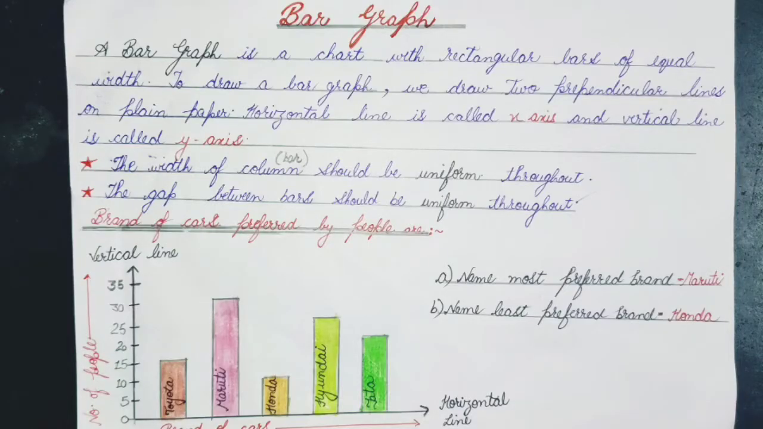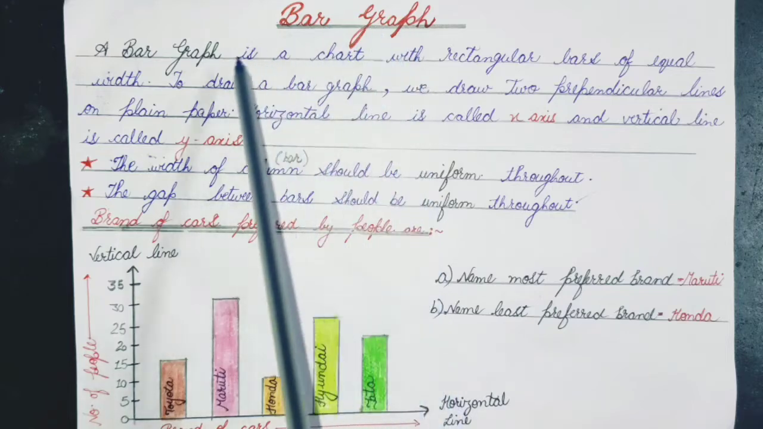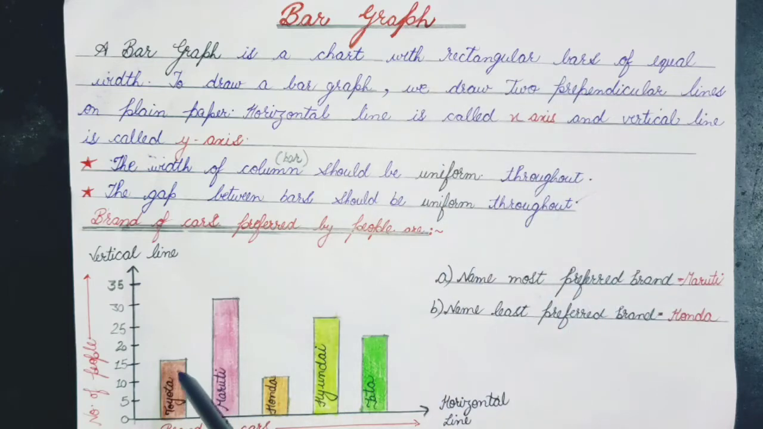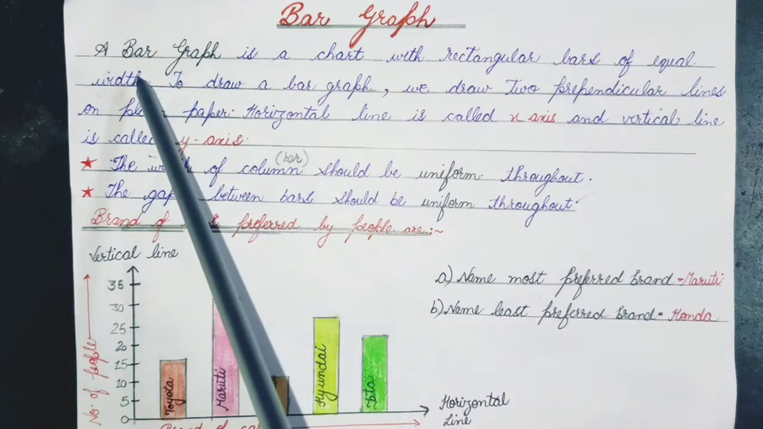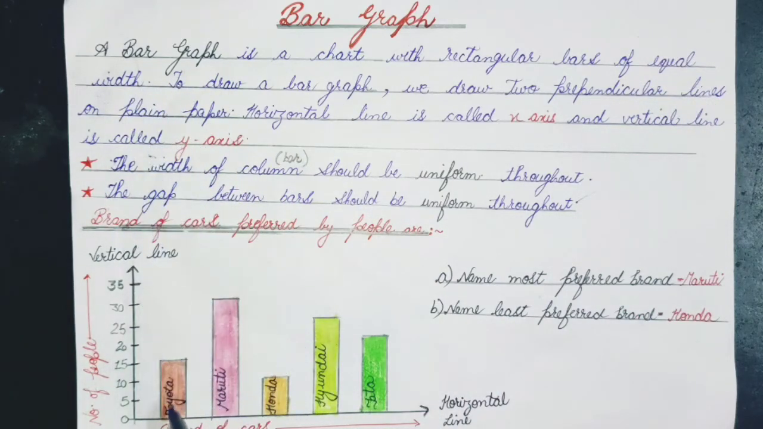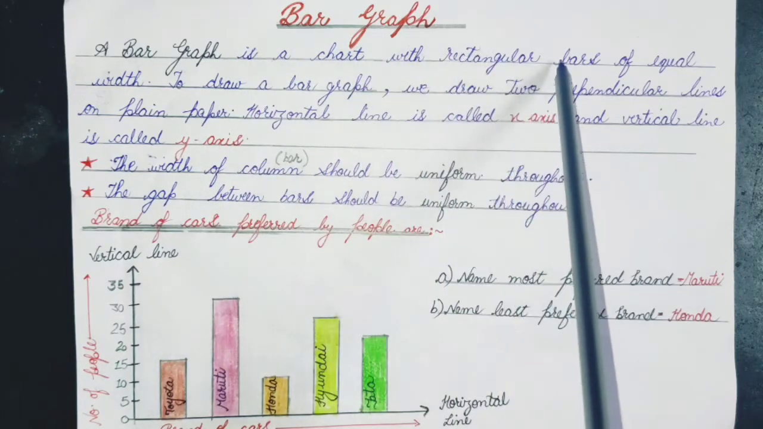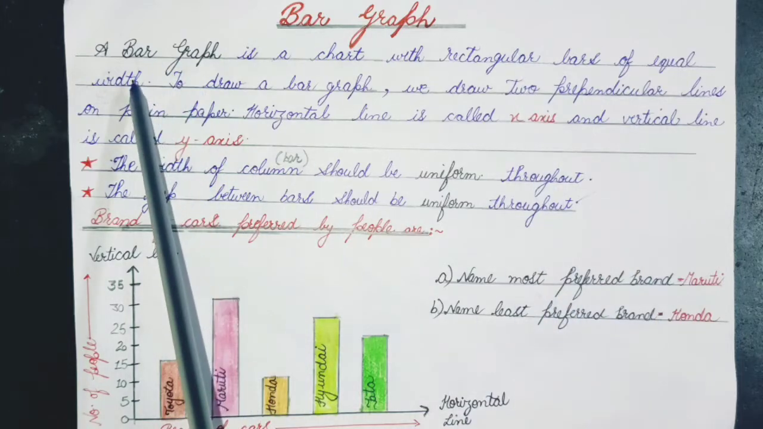Next way of representing our data is bar graph. A bar graph is a chart with rectangular bars. You can see here class, these are in the shape of the rectangle. So we can say that these are the rectangular bars of equal width. Equal width means, class, you can observe here all these bars are having the equal breadth. The breadth of all these rectangular bars are same. So we can say that a bar graph is a chart with rectangular bars of equal width, means of equal breadth.